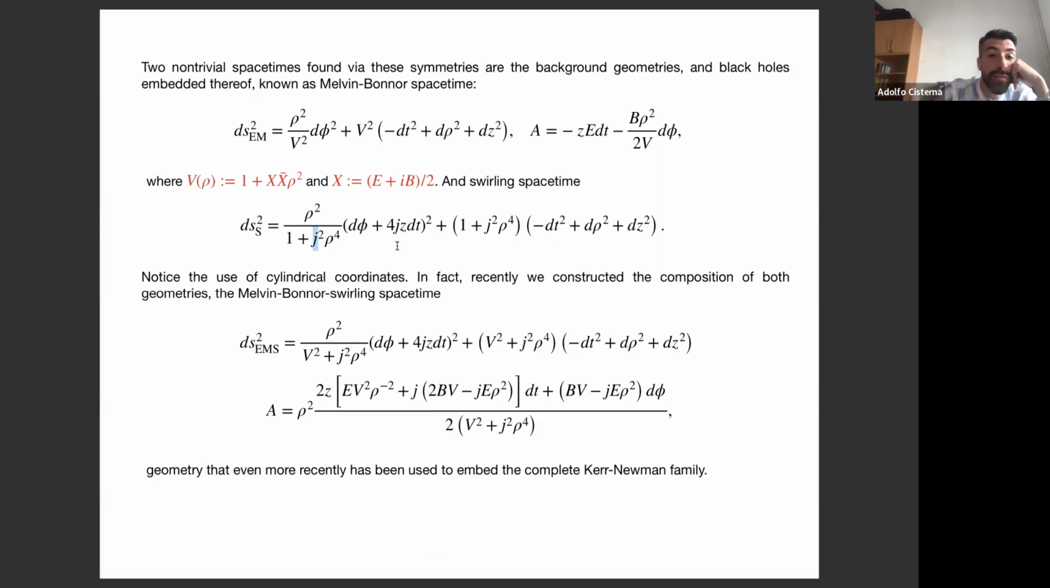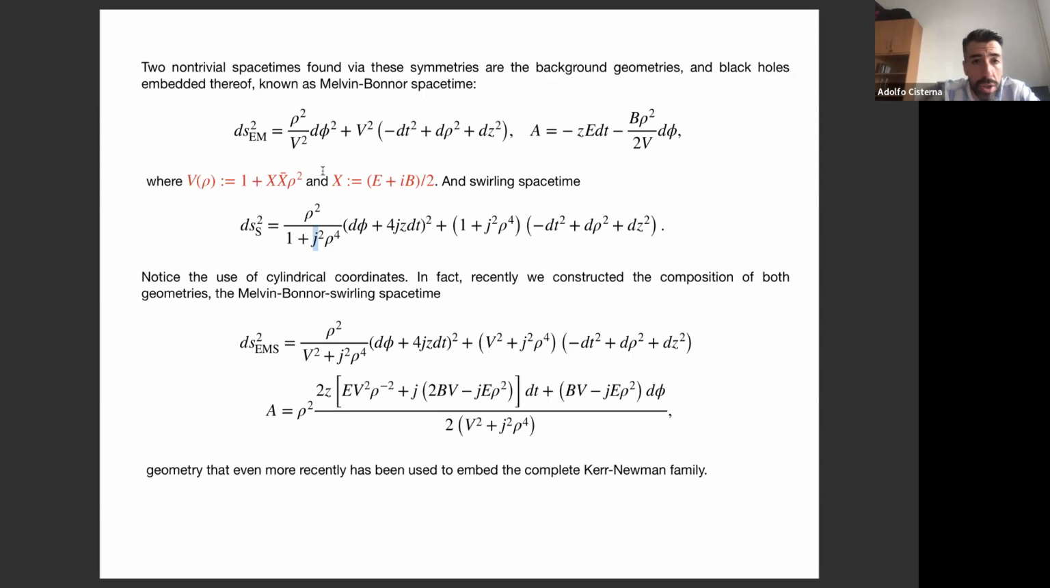But once you use an Ehlers transformation in the magnetic Weyl-Papapetrou ansatz, the Ehlers transformation produces this spacetime, which is rotating. You see here the cross term, and it's called the swirling spacetime. This is a very interesting type of rotation. It's not like the Kerr one because this is the background. It has many geometrical properties, the way in which it rotates, the ergosphere, that produce many things that are completely different than in Kerr. The asymptotic is not asymptotically flat anymore, but asymptotically Levi-Civita, and so on.